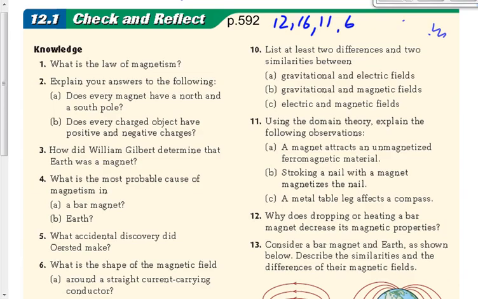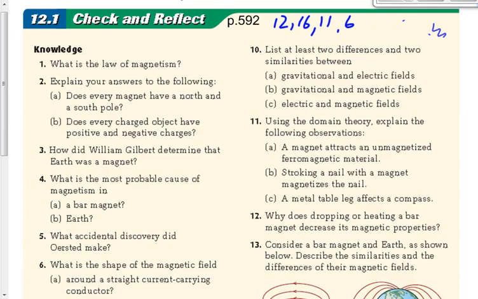And finally, a metal table leg affects a compass. Why does a metal table leg affect a compass? Some metal table legs do, not all. Most of them do, because most metal table legs are made out of what? Steel, right? Most of them were made out of steel. So why does a steel table leg affect a magnetic compass? It's ferromagnetic, and the compass is a magnet, so basically it's question A, right?